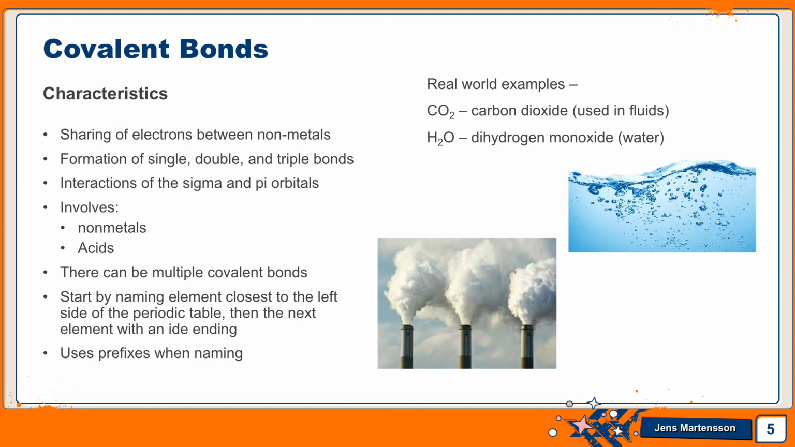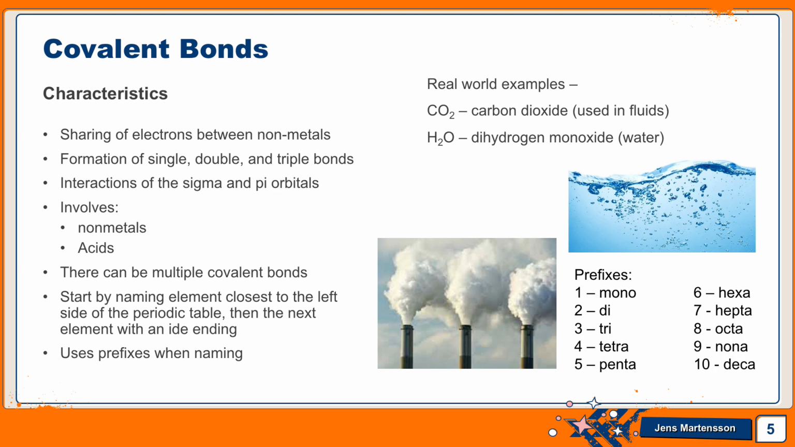Most acids are considered covalent, although there are some cases where acids are not covalent, but it is not as common. So to name these bonds, we start by naming the element closest to the left side of the periodic table, then the next element with an IDE ending. There's also the use of prefixes when naming these compounds. Here is a list of them. So we have mono, di, tri, tetra, penta, and you'll see in our examples when we get to use these.